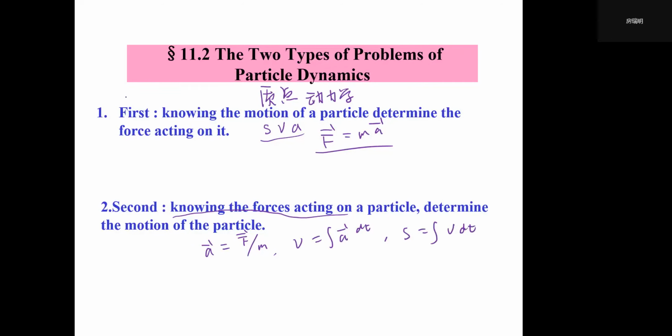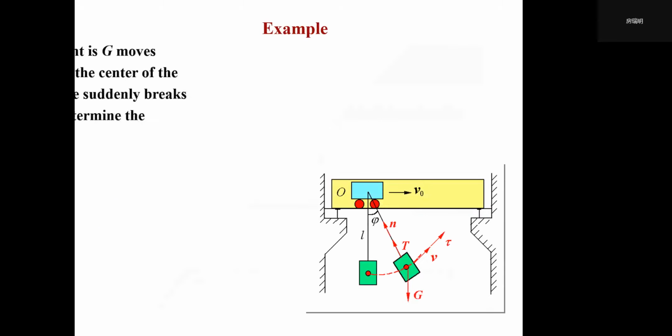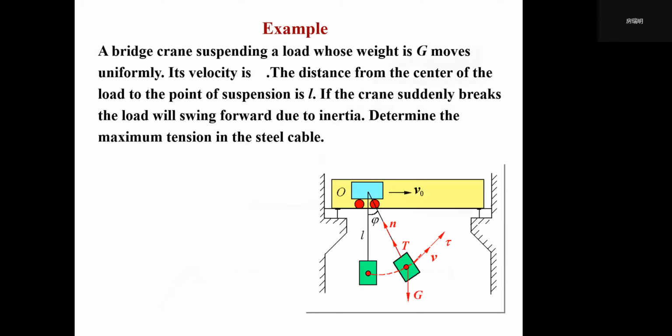But when we encounter different real problems, we should treat them very carefully. So maybe we will get an impression of these two types of problems with some examples. I hope you guys can understand that. So let's see the first example. We have a bridge crane.